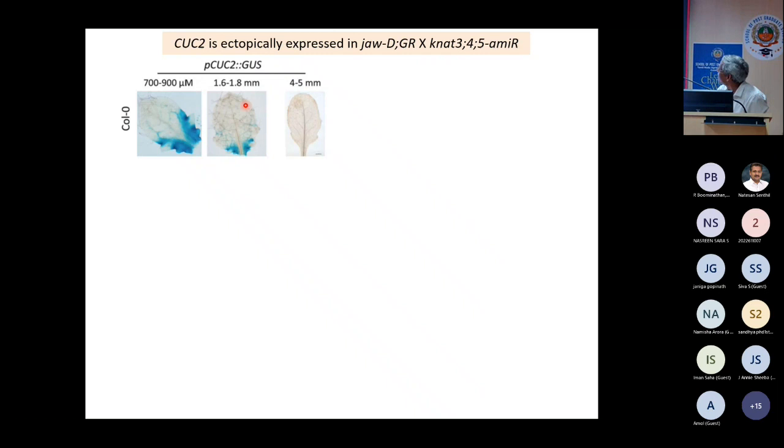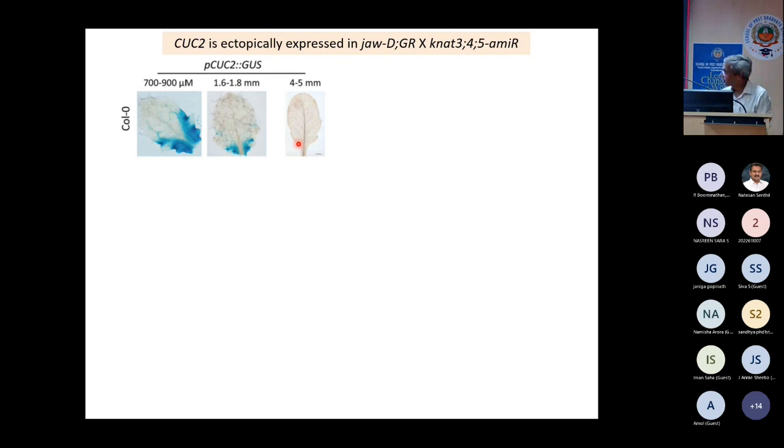CUC gene is not expressed later in the leaf. You see, this is almost a 1 millimeter long wild type leaf. This is the tip and this is the base. CUC is there at the base early on, in the 1 millimeter leaf. When it is 1.5 to 2 millimeters, it's almost gone. When it is 4 to 5 millimeters, CUC is not there. This is the wild type expression pattern.